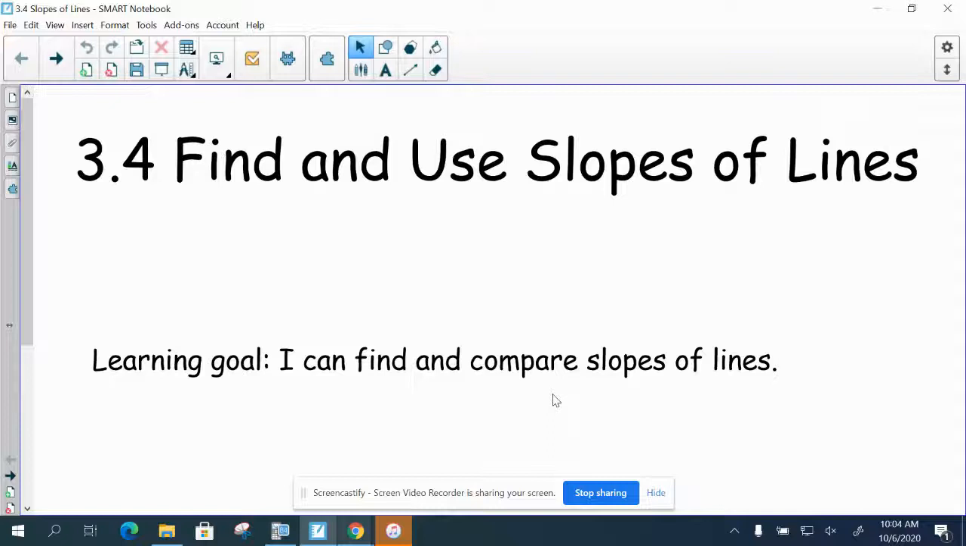Hello everyone. Today we are going to learn lesson 3.4, find and use slopes of lines. So this lesson should be a review, should be easy, but it is important to review these concepts of slope of lines, and next we'll be talking about equations of lines. And this plays into Unit 3 because remember we've been talking about parallel lines but cut by a transversal.